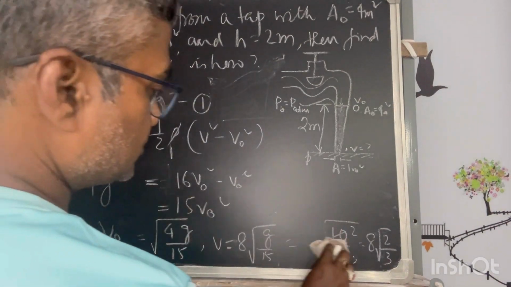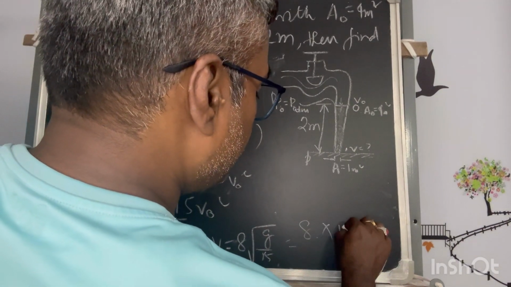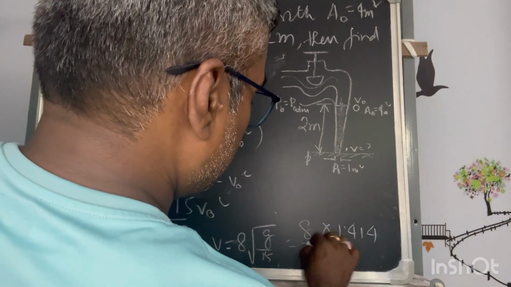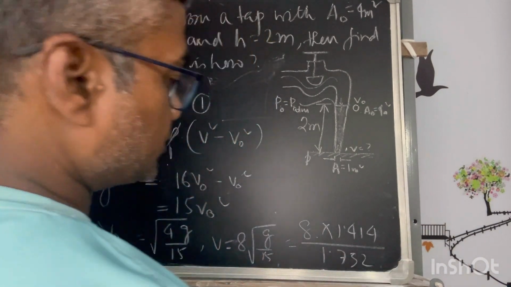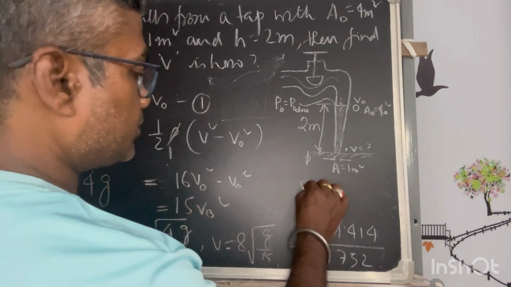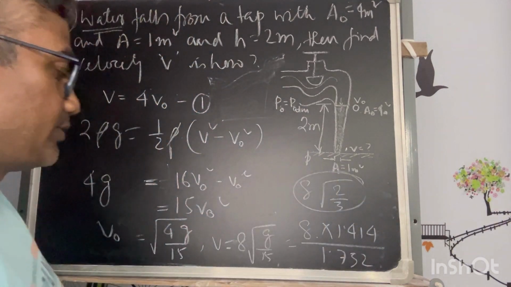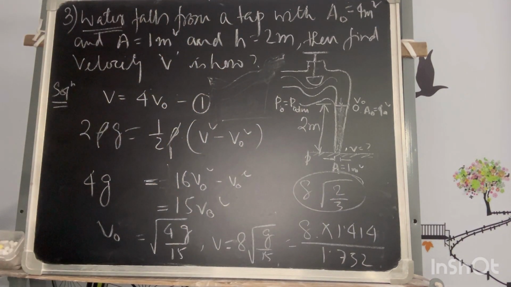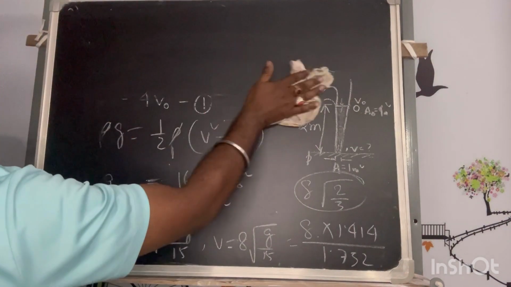Now you can convert this also into a number if it is needed, because root 2 is 1.4 and root 3 is 1.732. So this you can further calculate, or otherwise 8 root 2 by 3 is also a correct answer for you. Okay, fine. We will move to the next problem.